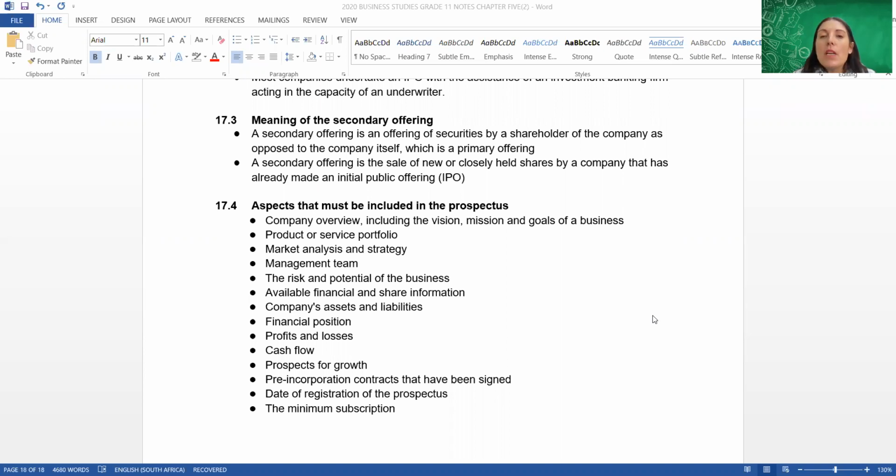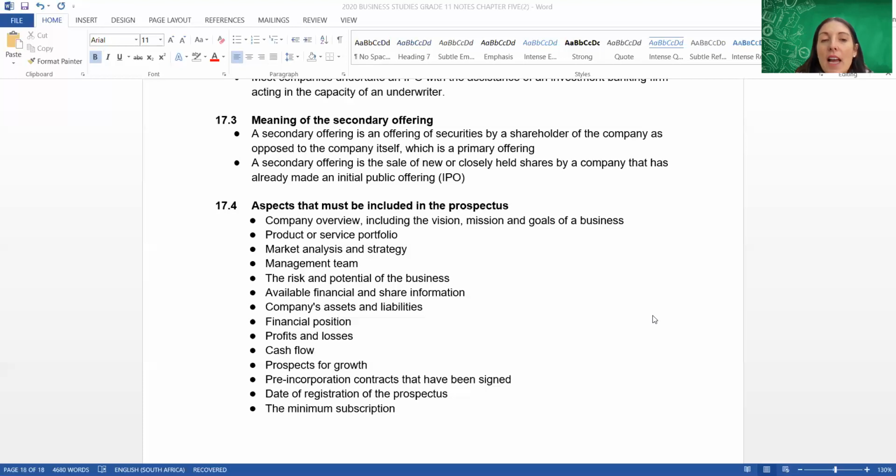Then the management team, so who's going to be on the board of directors, and the risk and the potential of the business. Maybe they can say we have identified these businesses as our competitors, and that our company has some growth potential in future. We can expand with this, expand with that. Available financial and share information: they would probably say how many shares have been taken up by the incorporators, how many shares they initially plan to issue, at what price, and so on.